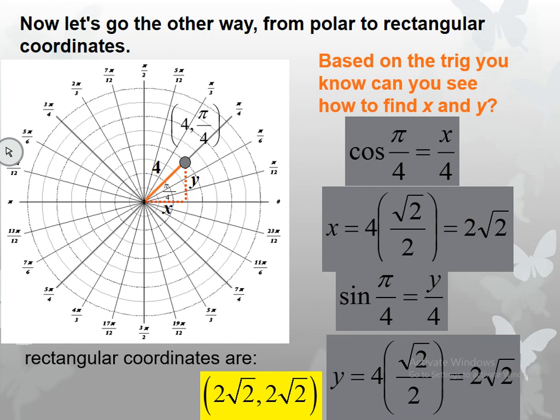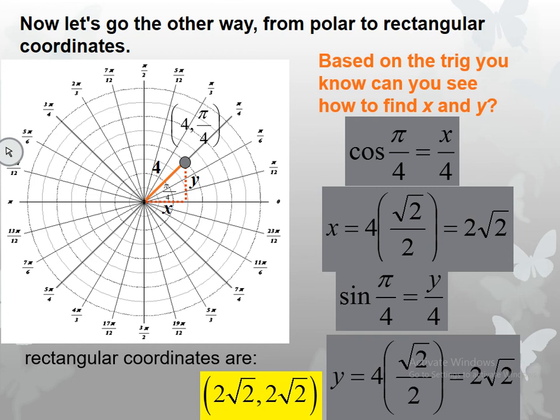You guys remember talking about in vectors breaking something down to its horizontal and vertical components? That is that process. We just broke down that vector from 0 to 4 comma pi over 4 down to the horizontal and vertical distances that we can use to get there instead.